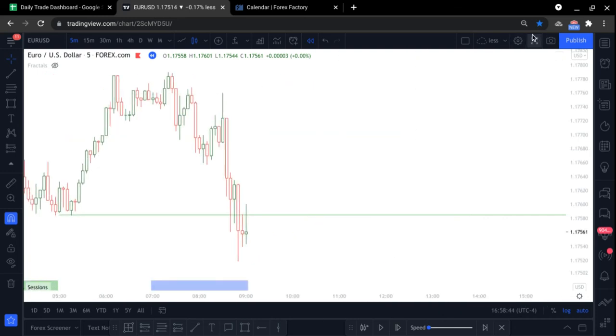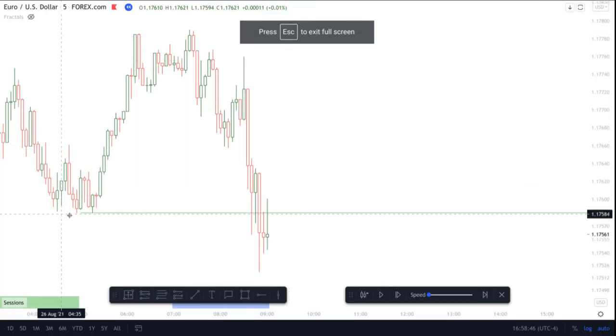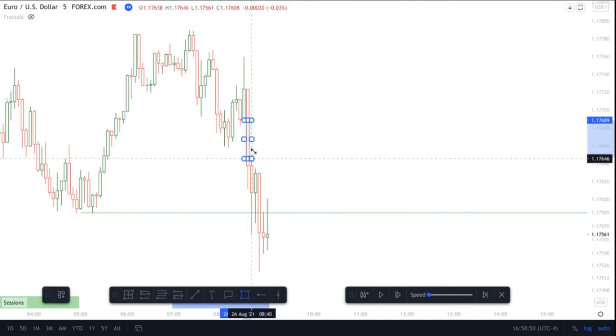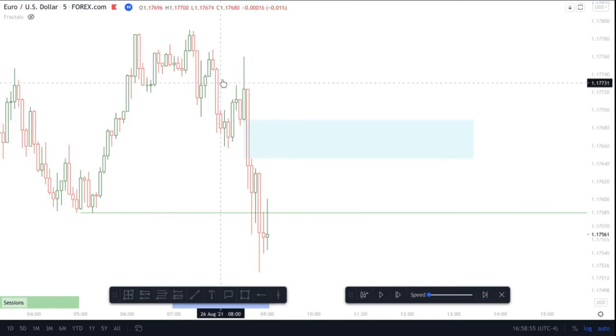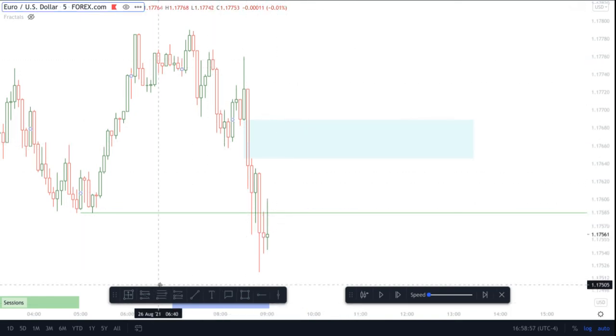What do we look for? So the purge occurred, the revert. What do we look for now? A 5-minute optimal trade entry with a fair value gap. Fair value gap here. Let's do the 5-minute OTE. Swing high to swing low.